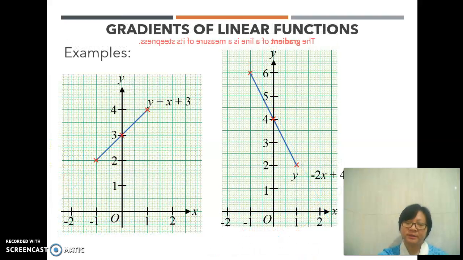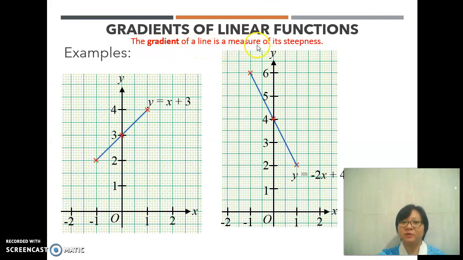Now, still comparing two graphs. Now we learn about gradients of linear functions. The gradient of a line is a measure of its steepness. It means how steep a line is. Gradient or the slope here. So, first let's take a look at the direction. Both lines have different directions. For example, the first graph, the graph on the left, if you move from left to right, you are moving up here, moving up.